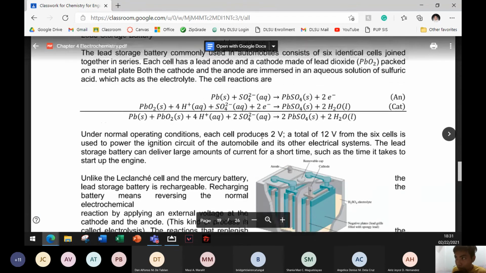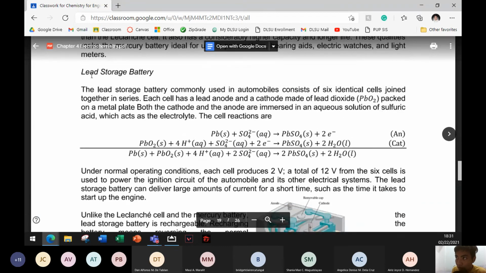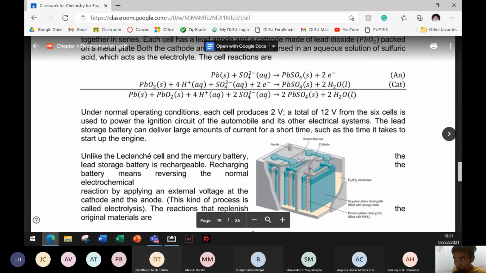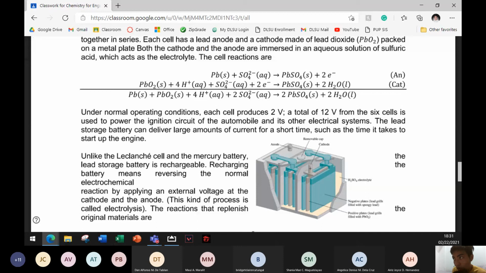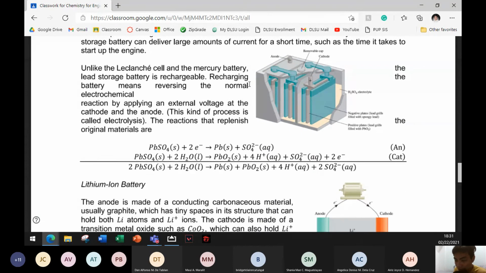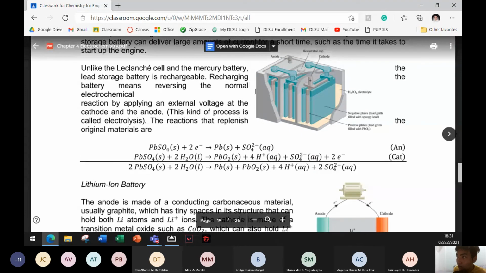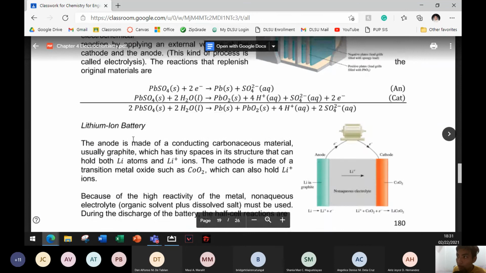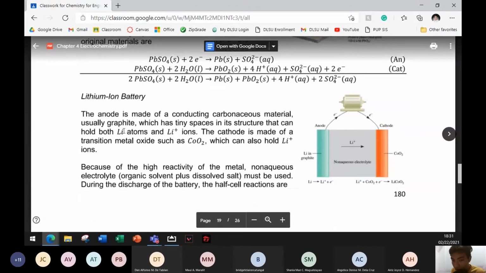Okay? Kaso ang problema is that kapag ikaw magre-recharge ng lead storage battery, mas mahal i-recharge to kaysa sa bumili ka ng bago. Kaya bumibili na lang talaga ng bago kapag mahina na yung battery. Instead na i-recharge yan. Ang mahal-mahal ng kuryente natin, i-charge mo pa yan, di ba? So, yun. So, ganun. Ito naman, we have the lithium-ion battery.